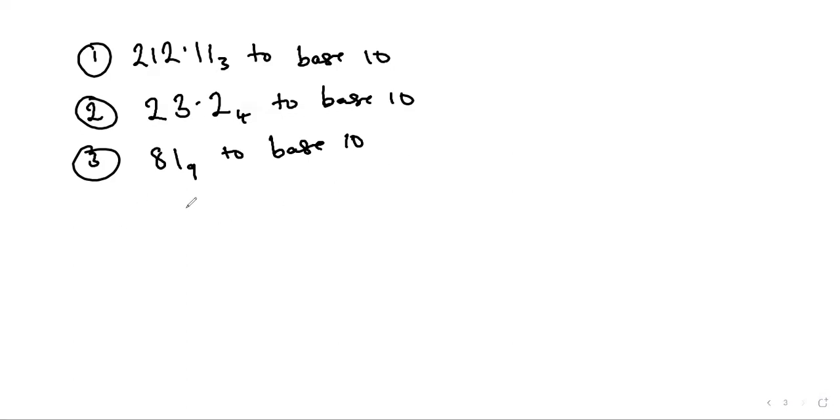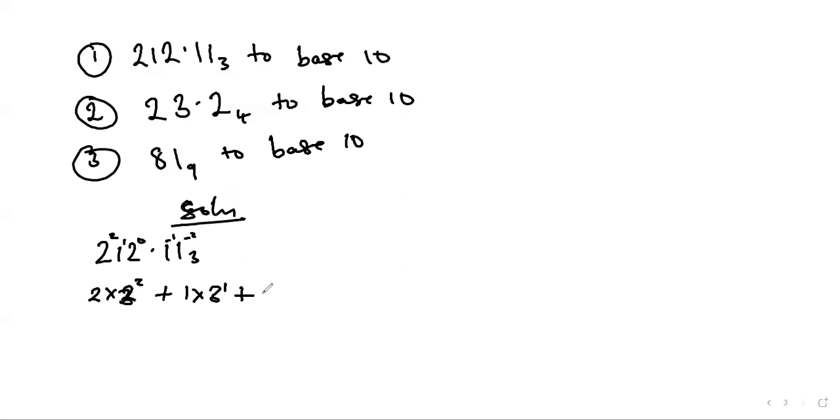All right, let's solve it. So for the first one, 212.11 base 3 to base 10, you allocate the powers 0, 1, 2. Here is -1, -2, and 3 is the base. So this will be 2 times 3 raised to the power of 2, plus 1 times 3 raised to the power of 1, plus 1 times 3 raised to the power of -1, plus 1 times 3 raised to the power of -2.